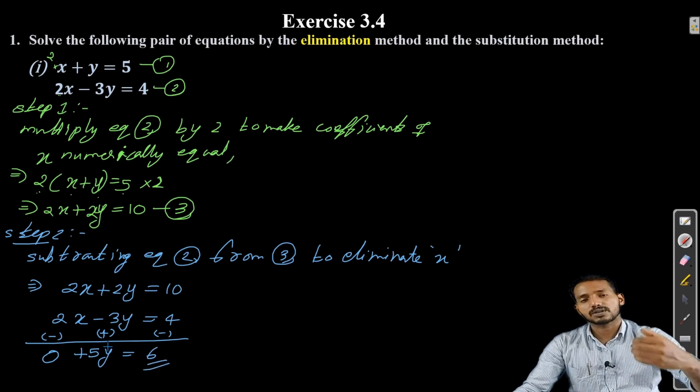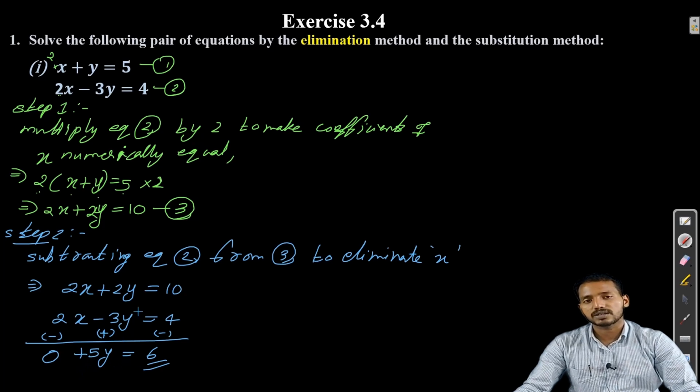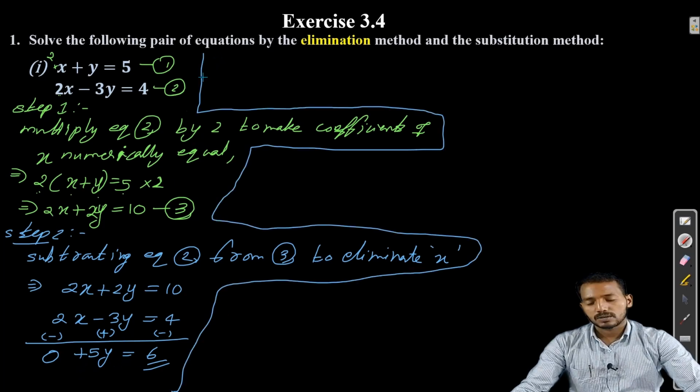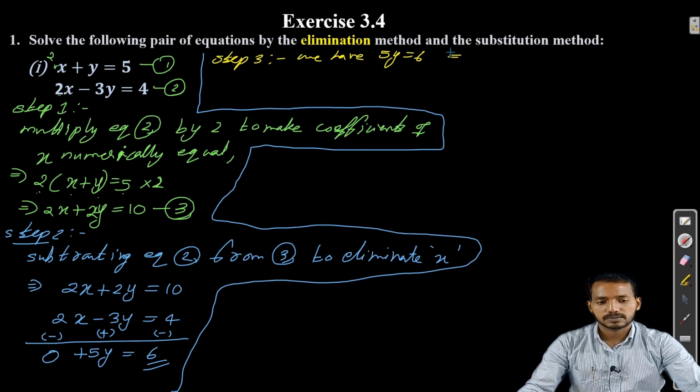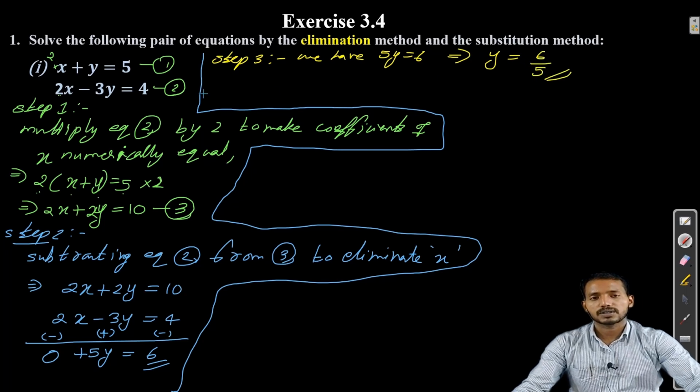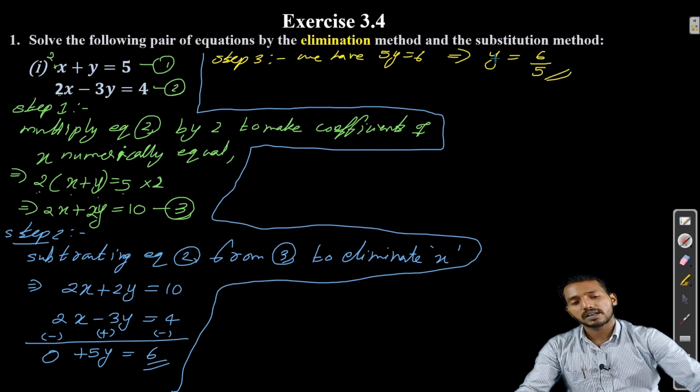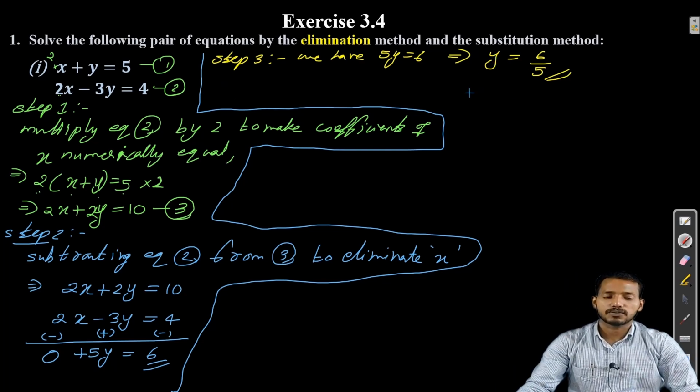So now we got an equation in one variable, that is 5y is equal to 6. Proceed with step 3 to get the value of y. In step 3, solve that equation. We have the equation 5y is equal to 6, that implies y is equal to 6 divided by 5. Solve it.